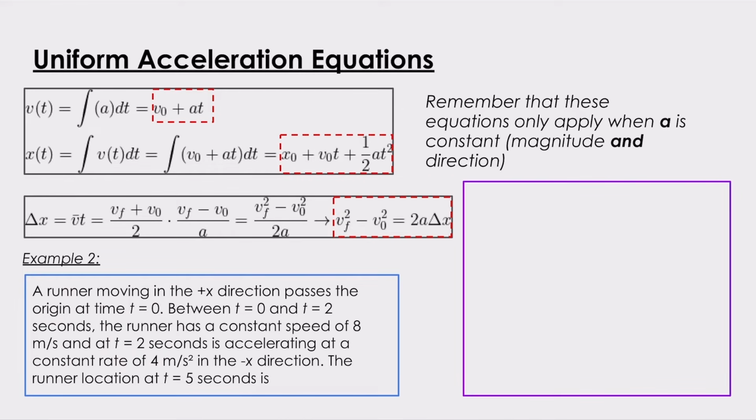So basically the change in velocity over the acceleration. You can check and make sure that the dimensions work out for yourself, but you should get meters per second over meters per second squared, so you get seconds.